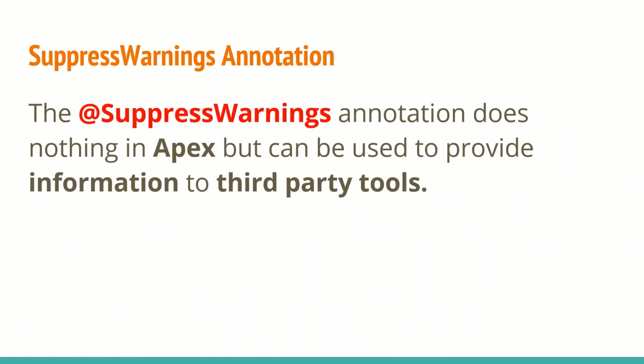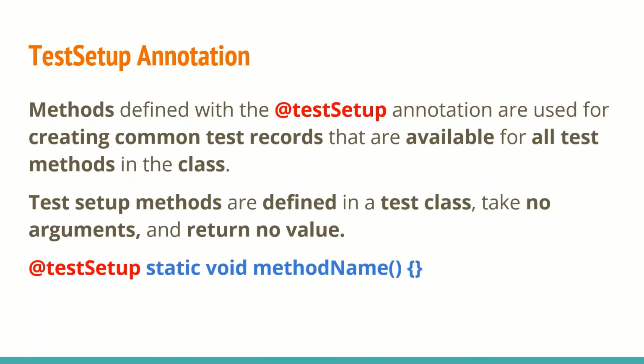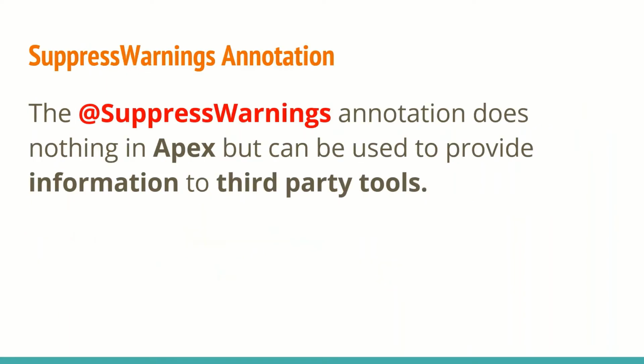Then we have the suppress warnings annotation. The suppress warnings annotation does nothing in Apex but can be used to provide information to third-party tools. This is not mostly used. That is the suppress warnings annotation.